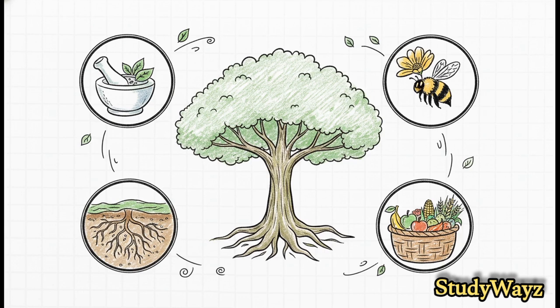Biodiversity is also responsible for soil formation, preventing soil erosion, and absolutely crucial processes like pollination. Think about it. Without insect pollinators, our entire food supply would literally collapse. Nature is, quite literally, the foundation of our human survival.